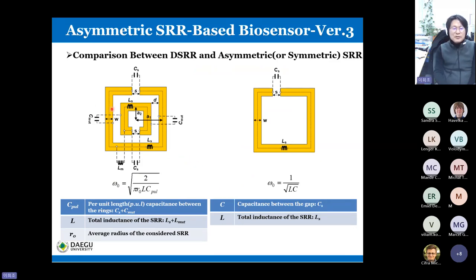Okay, from the viewpoint of spring resonators, the double spring resonator constructs inner and outer spring resonators. So this structure has complex electric components with the individual capacitance and inductance, as well as a mutual capacitance and inductance. So this resonance frequency corresponds to the frequency between inner and outer spring resonators. However, the single asymmetric SLR has just the individual capacitance and inductance. So this is a very simple structure, so we employed it as the biosensor device in this work.